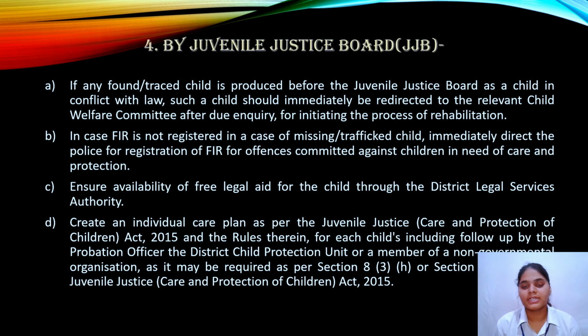What are the steps that need to be taken by the Juvenile Justice Board? If any found or traced child is produced before the JJ Board as a child in conflict with law, such child should immediately be redirected to the relevant Child Welfare Committee after due inquiry for initiating the process of rehabilitation. The JJ Board has to send that child to the CWC so that they can take care of the child's future rehabilitation.